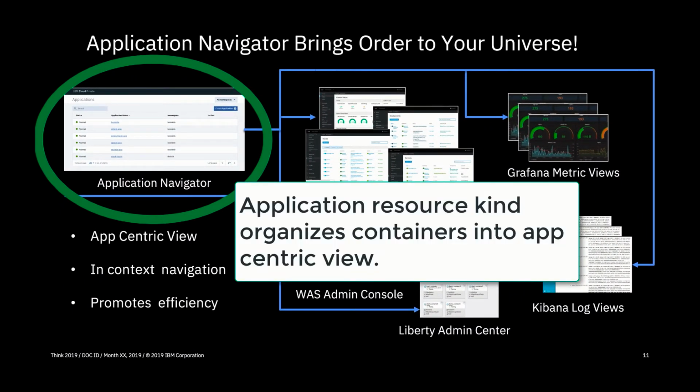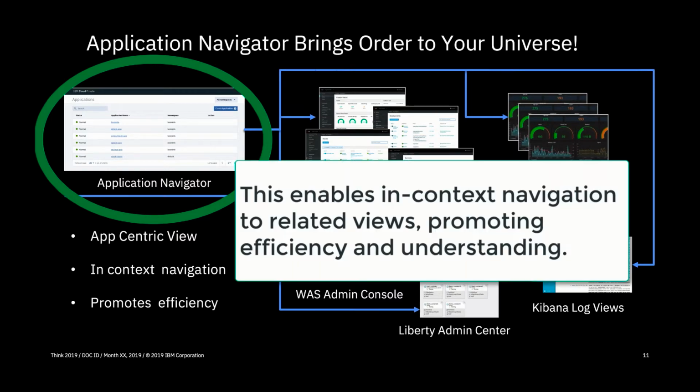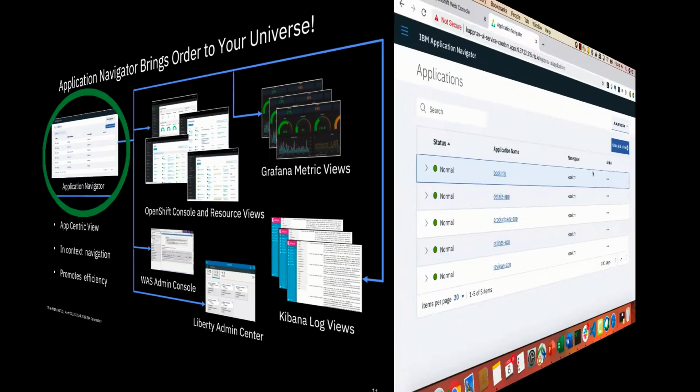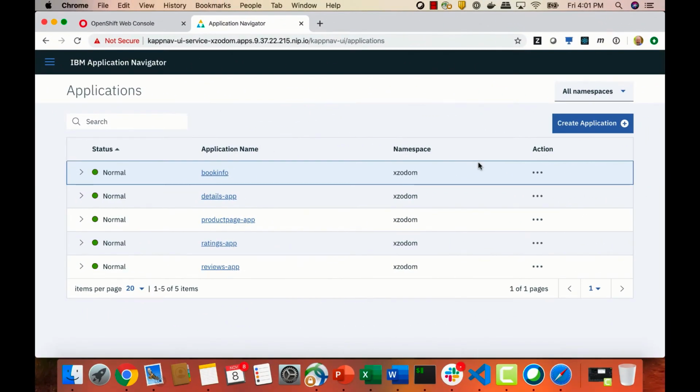Leveraging the Kubernetes application resource kind, it provides the missing high-level abstraction that organizes the containers into an app-centric view, providing in-context navigation and promoting efficiency. Now let's look at the Application Navigator in action.